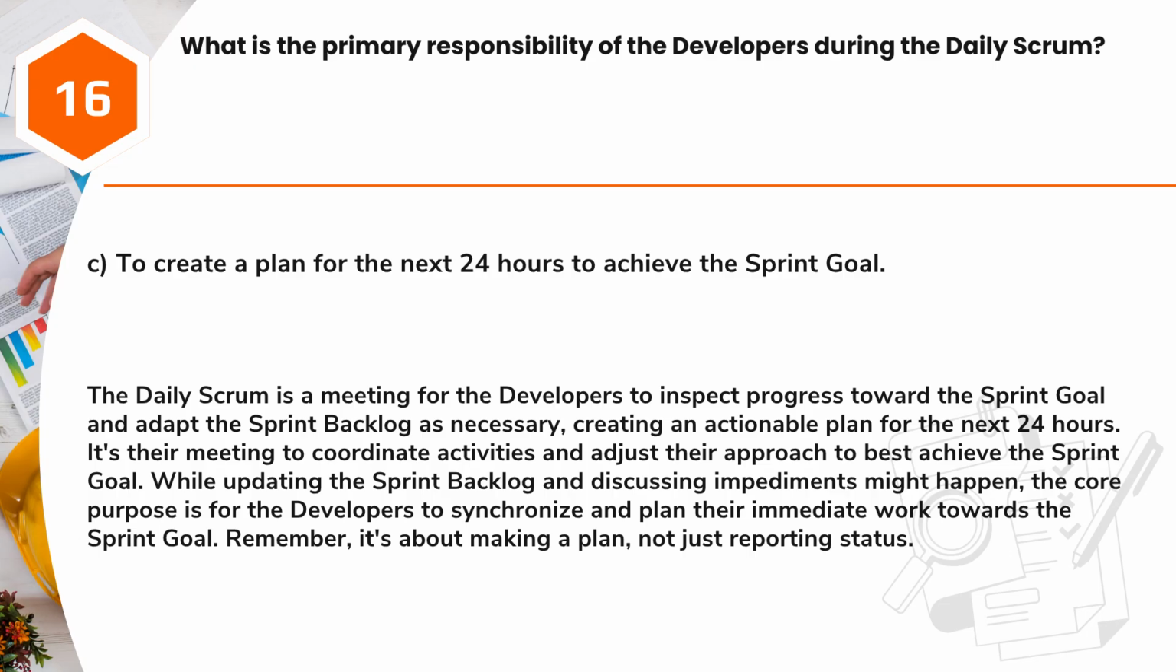The daily Scrum is a meeting for the developers to inspect progress toward the sprint goal and adapt the sprint backlog as necessary, creating an actionable plan for the next 24 hours. It's their meeting to coordinate activities and adjust their approach to best achieve the sprint goal. While updating the sprint backlog and discussing impediments might happen, the core purpose is for the developers to synchronize and plan their immediate work towards the sprint goal. Remember, it's about making a plan, not just reporting status.